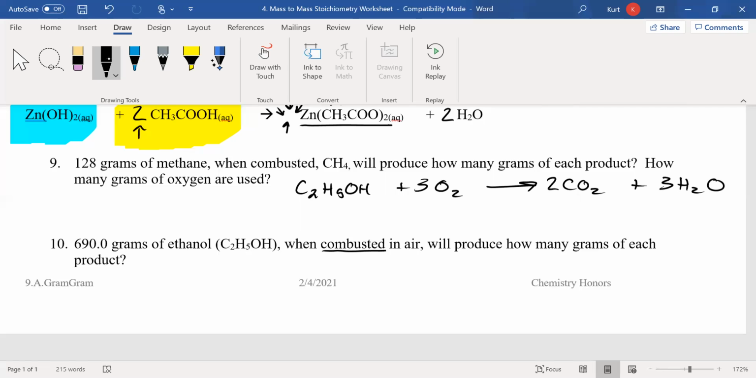It will produce how many grams of each product? So I just have to worry about these two. This should go by pretty quick. C2H5OH. Oops, how many moles? 690 grams of it. So let me try to do this in my head. 4, 12, 24. 24 plus 16 is 40. 46? Is this 46 grams per mole? Yes. All right.